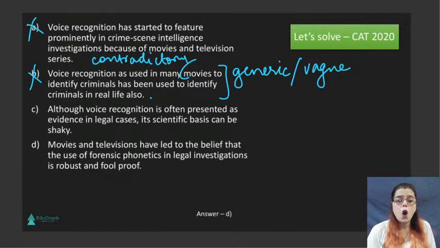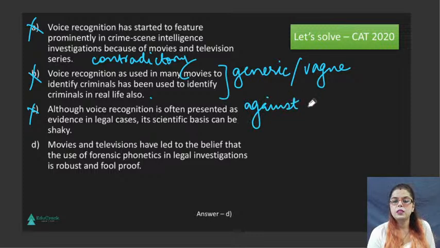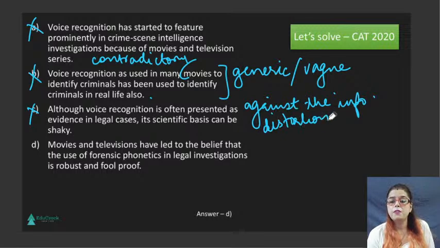So option B is incorrect because it just does not match the tone and the information that the passage is trying to give us. Option C: although voice recognition is often presented as evidence in legal cases, its scientific basis can be shaky. This is not mentioned in the passage at all. We are not talking about whether the science is correct or not. This is against the idea of the passage. I won't even say this is extrapolation. This is just a distortion of the information that is there in the passage. This is just a very, very bad distortion. So option C is eliminated.